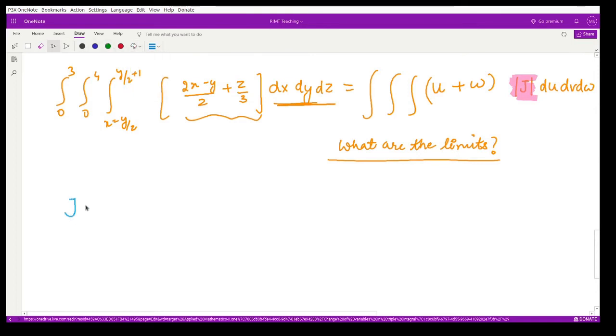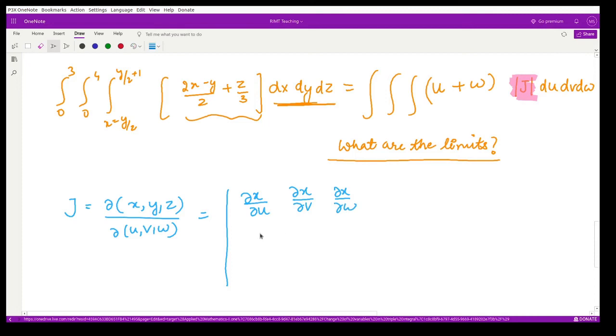This Jacobian is equal to the partial derivative of x, y, z with respect to u, v, w. So this quantity is the determinant of del x by del u, del x by del v and del x by del w, del y by del u, del y by del v, del y by del w, and then del z by del u, del z by del v and del z by del w. So we have to compute all these values.